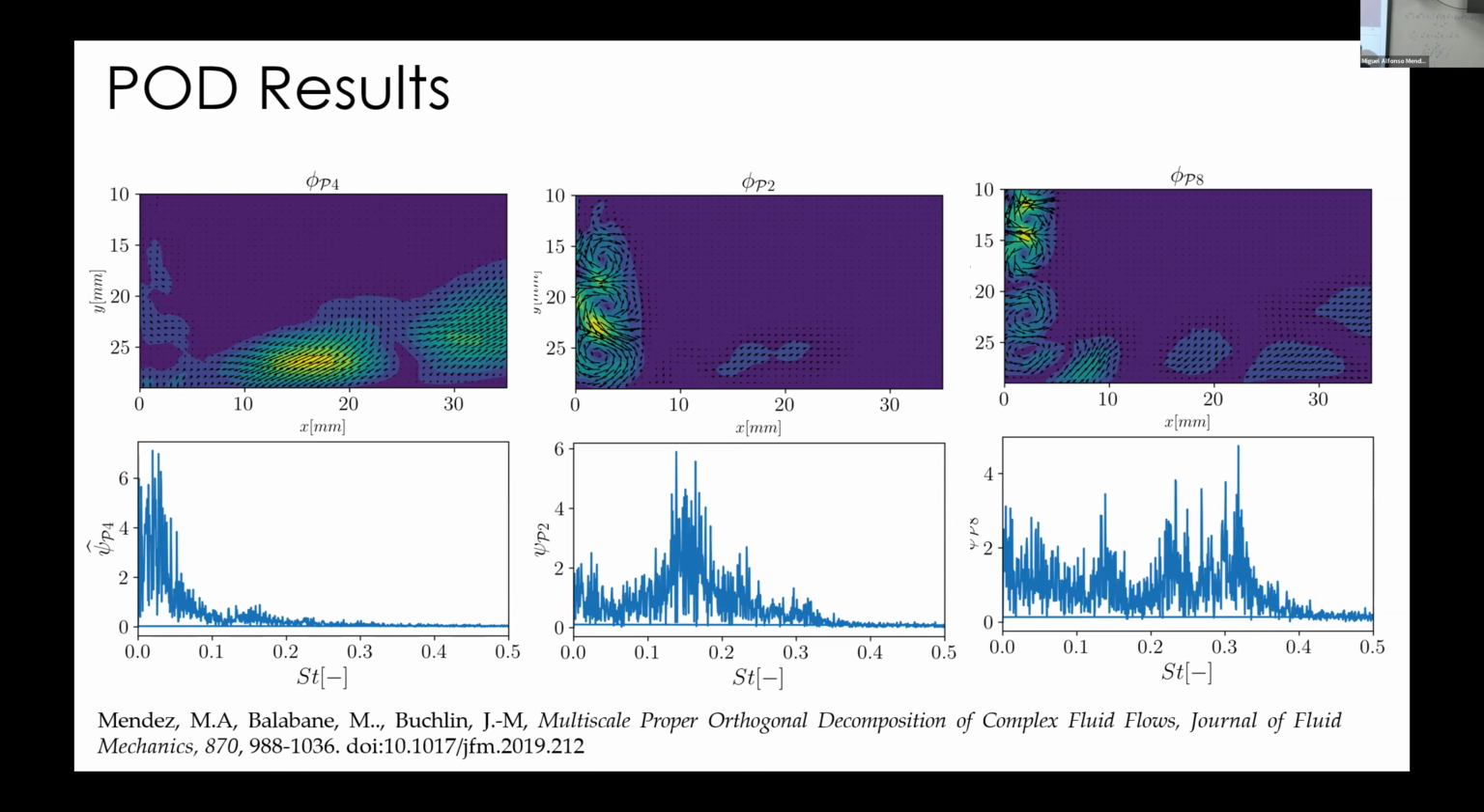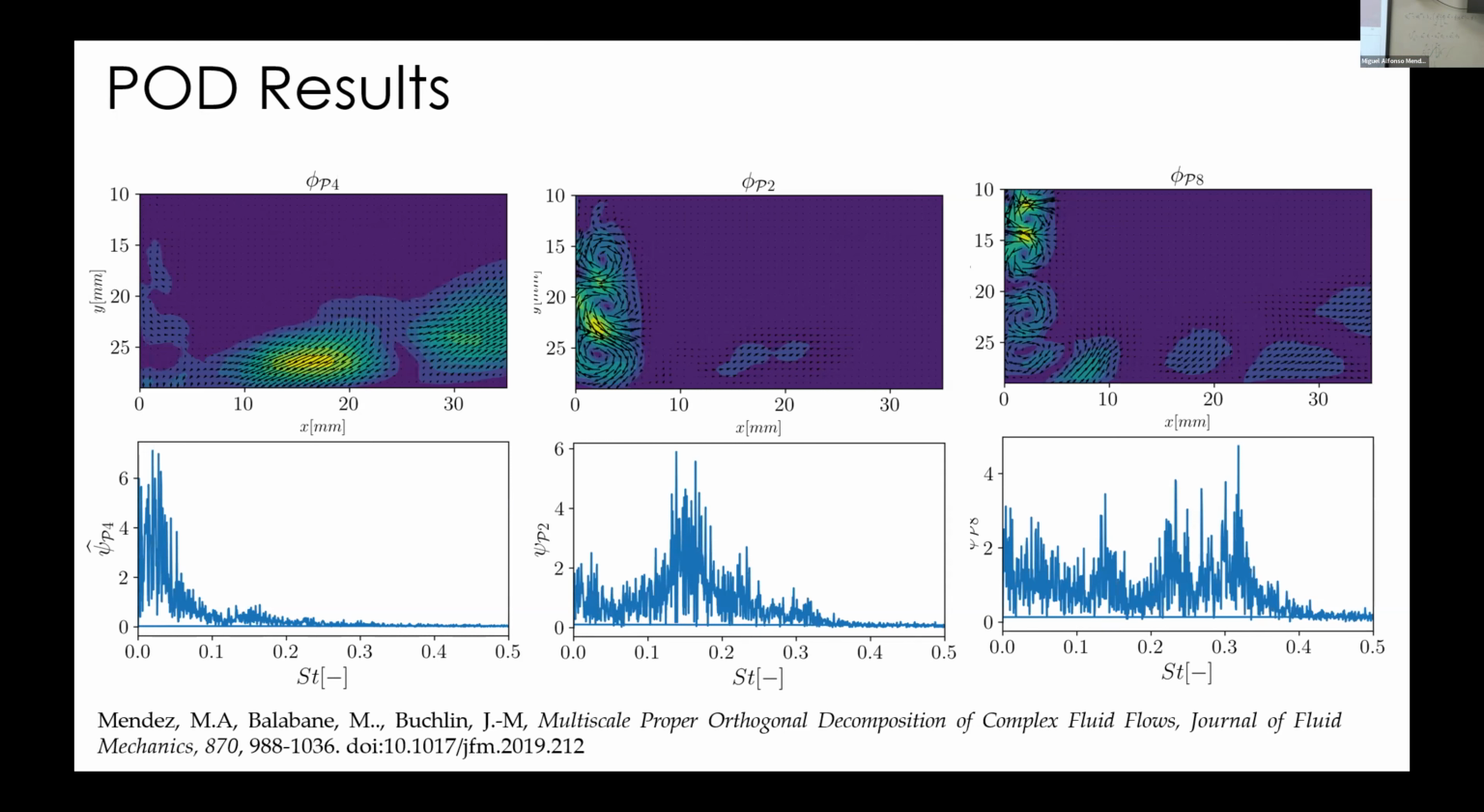And this one is really the most problematic one. Here you have some structures in the wall, which are most probably linked to this low frequency. This I know because I know the flow, but otherwise it would be difficult to say. And you have here a big guy at 0.3, which is coming from the Kelvin-Helmholtz structures that were near the jet. But again, the POD put all of that together.